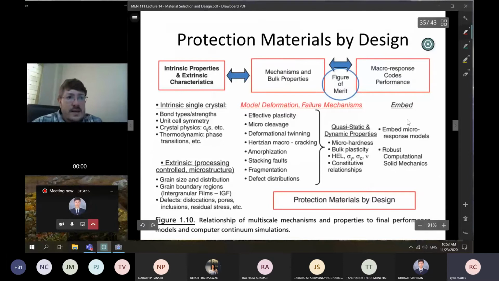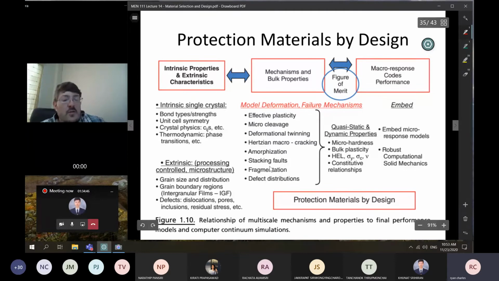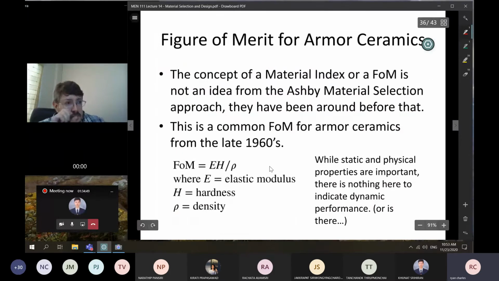And so this leads to an idea like this, right? Again, I worked for a guy in the Army, and so this was lots of Army stuff. Protection materials by design, right? Do we have a figure of merit? Ashby has a figure of merit, a ratio that we want to maximize or minimize. What's that ratio for body armor? Is there something like that? So you've got to think in that direction now. Again, a whole bunch of detail.